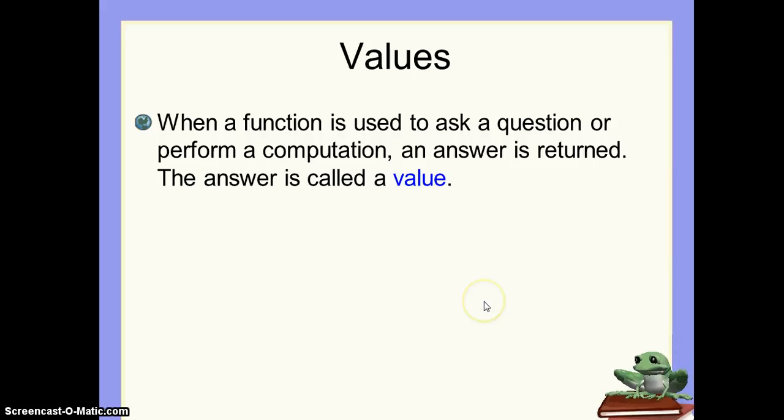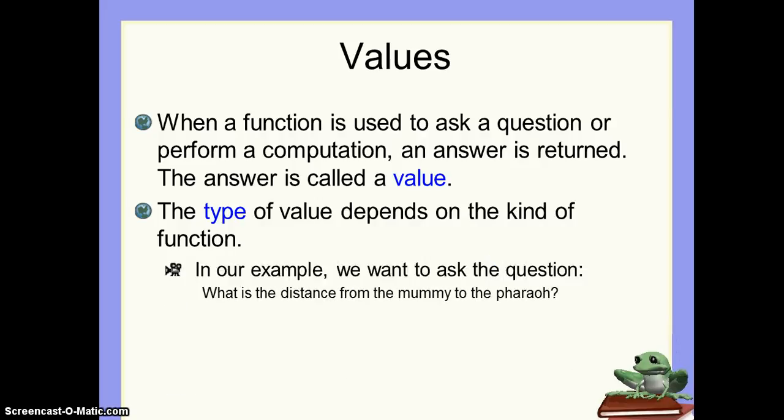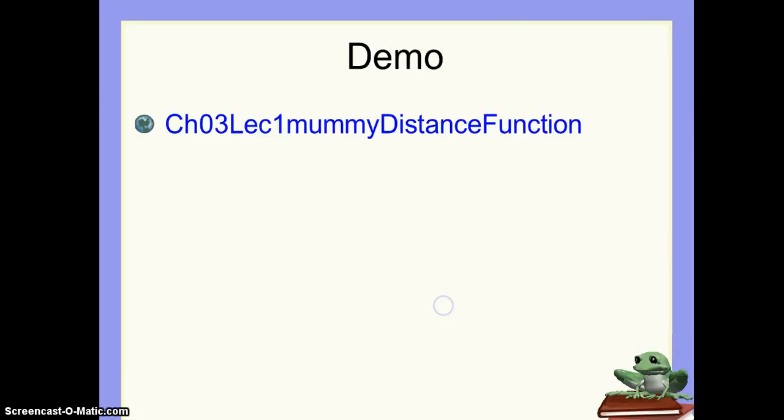Values, so when you are using a function, then you need an answer returned, right? That's what's true in math. f of x gives you something interesting. Well, Alice gives you something more interesting, and that answer is called a value. What type of value? Well, it depends on the question you're asking. In other words, it depends on the kind of function. So we want to ask, what's the distance from the mummy to the pharaoh? What would you expect the answer to be? Well, hopefully you're saying it's a number, and we could get a whole number or a fractional value. Okay, great. So let's play this and see what it looks like.